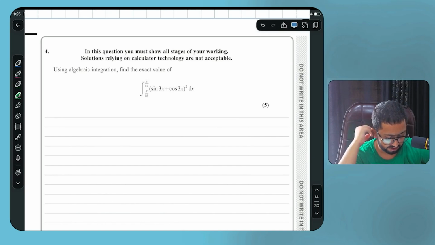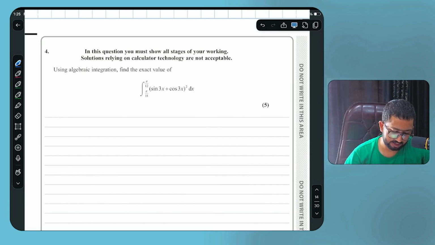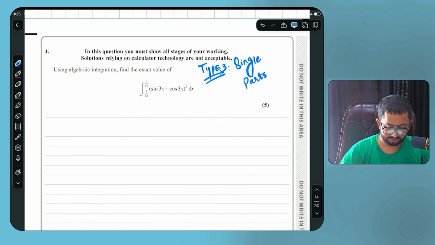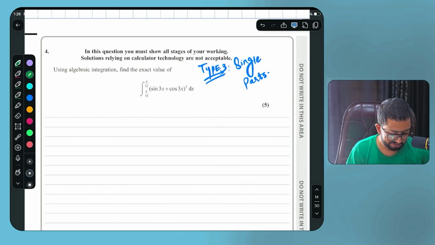Question number 4, using algebraic integration, find the exact value. All right, so that question is worth 5 marks, and that is the type 3 of integration everyone knows, which is integration by parts. So now what can I do? How can we integrate this type of function?